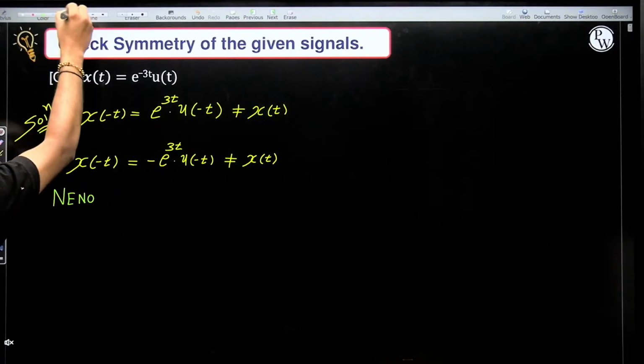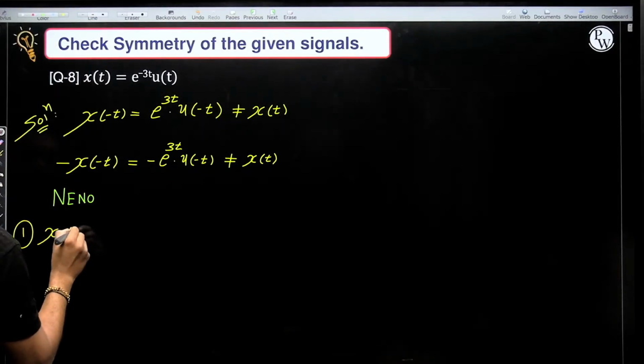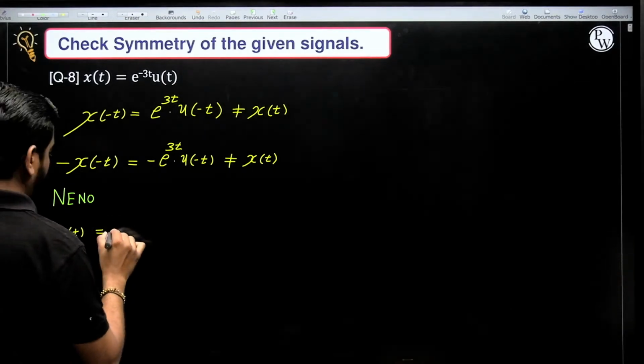How to calculate its even part and odd part? Its even part is given by x of t plus x of minus t, divided by 2.